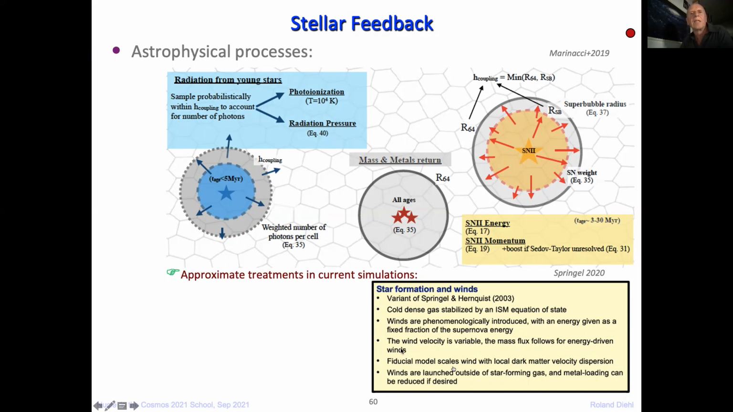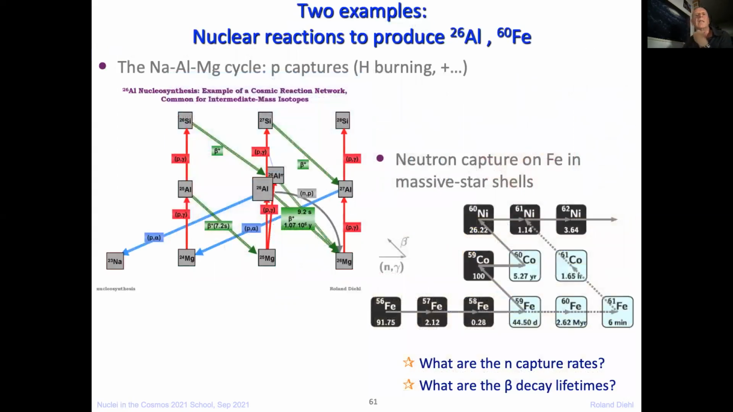So here's a list of how the modeling in current simulations of galactic evolution are actually treated. And it's all full of approximations that we need to calibrate on individual examples. And so radioisotopes play a role in that.